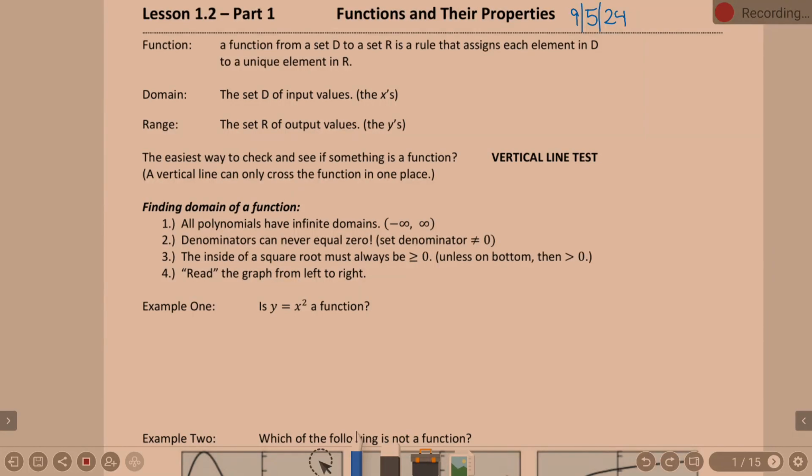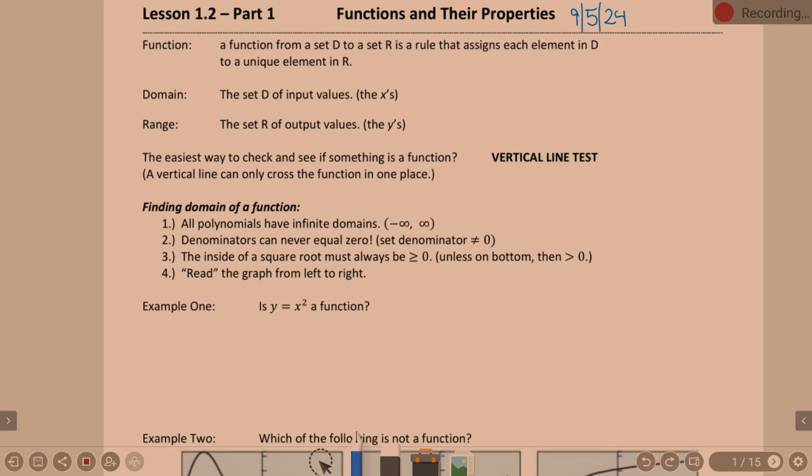1.2 part 1. Basically, we're going to spend some time reviewing domain and range. Okay, that's going to be our big focus here. You've seen domain and range. We discussed domain and range in Algebra 2 last year. Okay, but domain and range also carries back to Algebra 1, maybe even before.